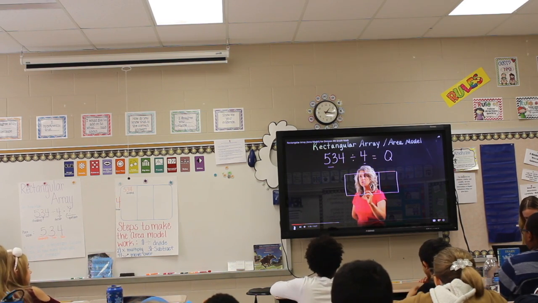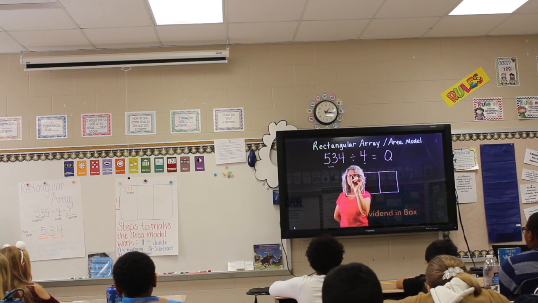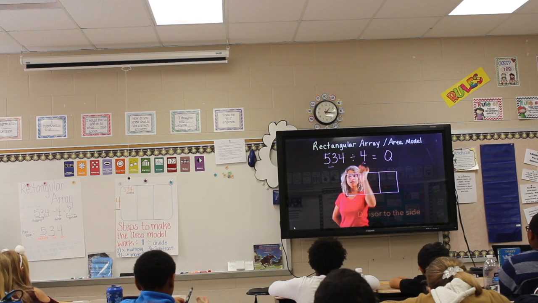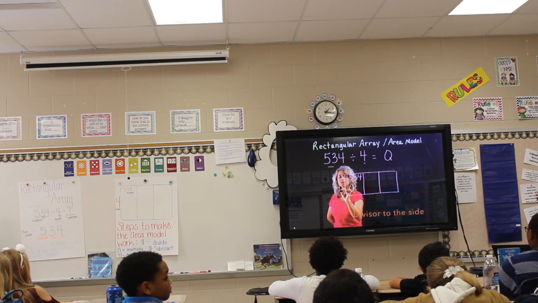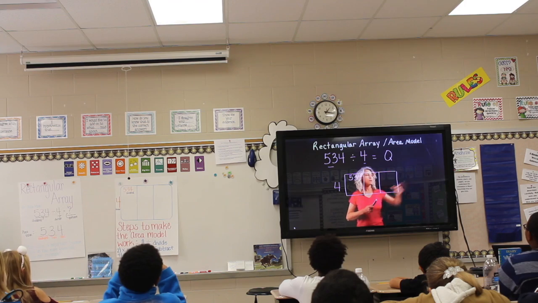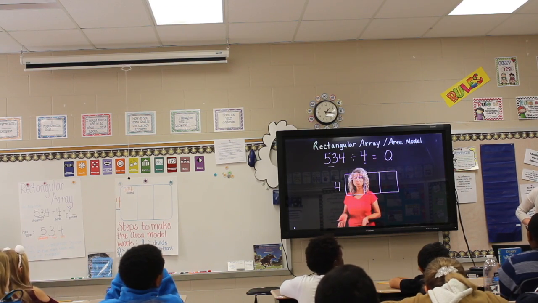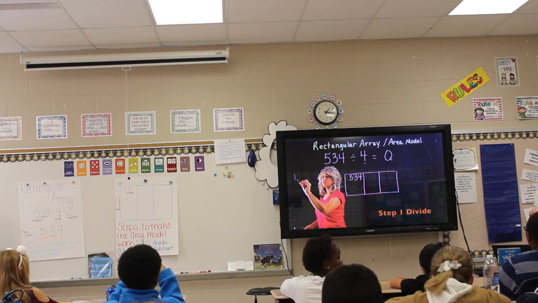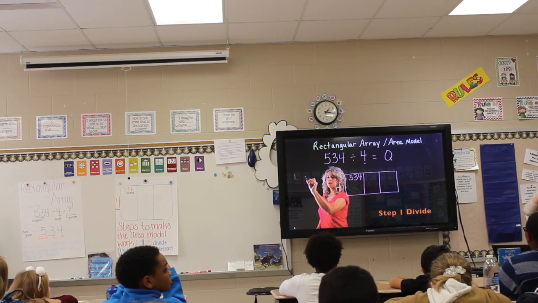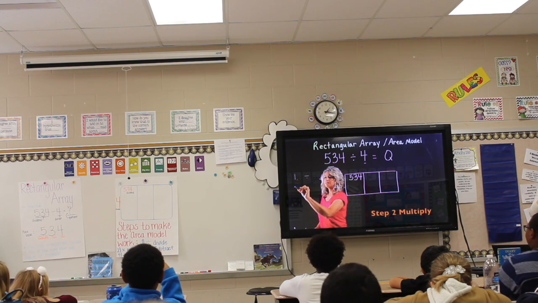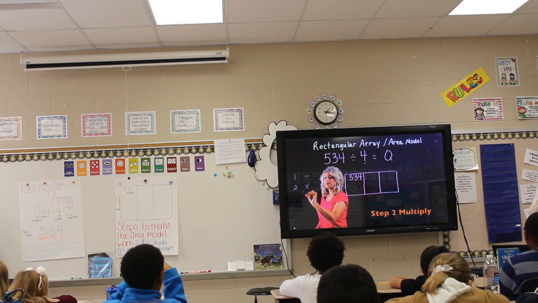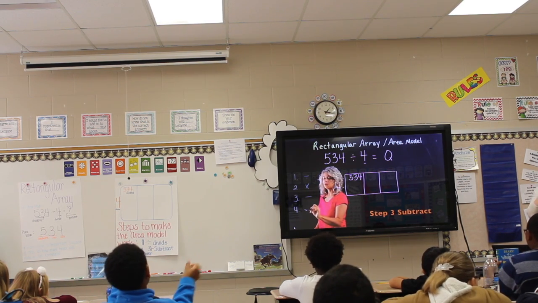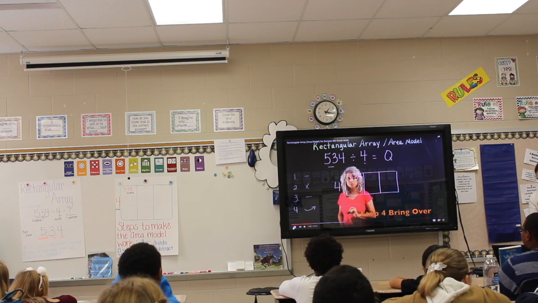Okay. When you set it up, put your dividend in the box, and your divisor goes to the side. Just as in long division, we have steps that we need to follow. So, step 1 is divide. Step 2, multiply. Step 3, subtract. And step 4 is we're going to bring over.